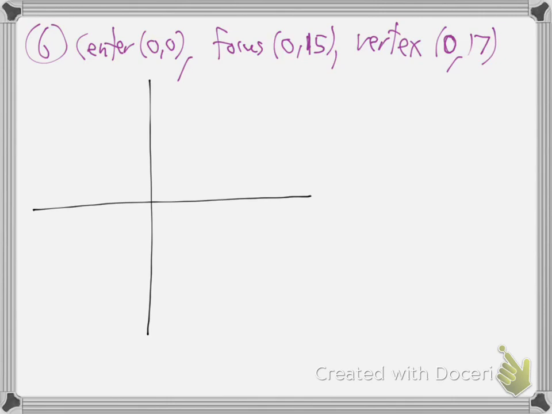So the focus point is 0, 15. And the vertex is 0, 17. And the center is 0, 0. So does this ellipse, this egg shape, oval, does it go up and down more or right and left more? Up and down more, because the vertices and the focus are always on the major axis, the bigger direction. It's got to be up and down.